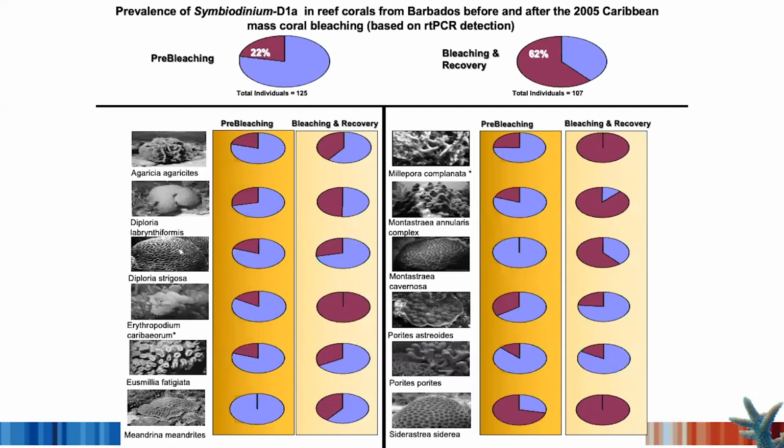These are my real-time PCR. In almost every species, there was an increase in D1A from pre-bleaching to bleaching and recovery. So on average, it was in 22% of the population, and then when we looked at it after, it was like 62%. So almost a threefold increase in prevalence in these corals that were experiencing bleaching. And it did protect a lot of the corals from bleaching.